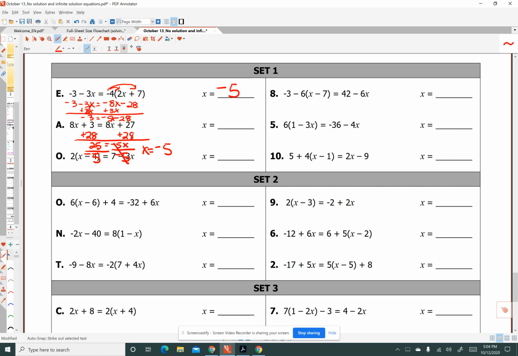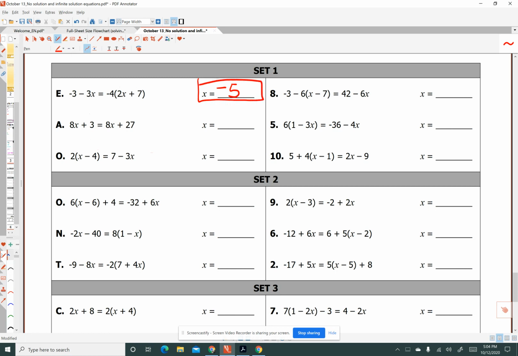So I'm going to put that here. I'm going to do some erasing. Okay. Now, one of these problems on this side will have an answer of x equals -5.